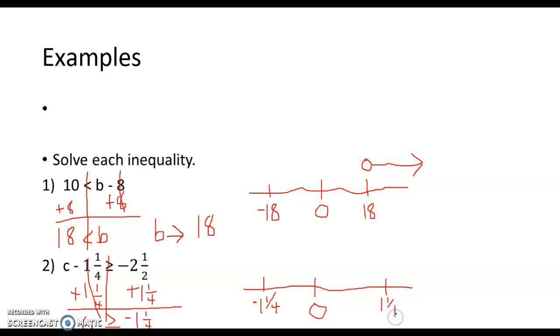And then, with that done, we're going to have a closed dot above the negative 1 1/4. Not a very good dot there. And we know that C is greater, so it's going to be pointing off this way. Just need to make it pretty obvious. And we are done with that one.